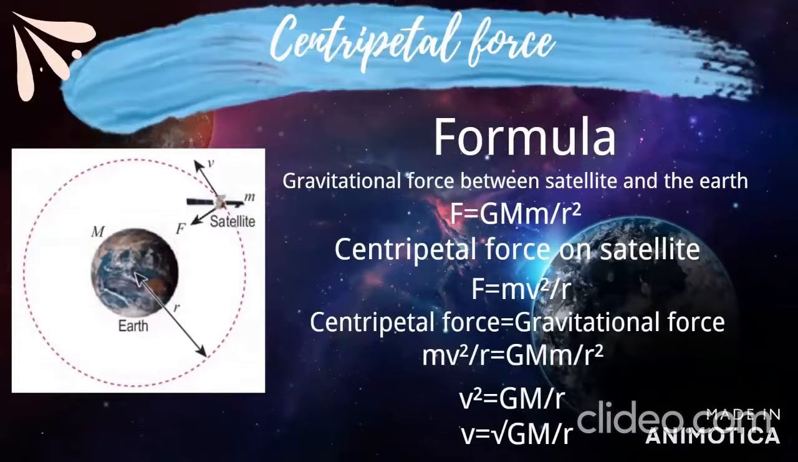Centripetal force. Its formula: the gravitational force between satellite and the Earth is F equal to GM over r squared. Centripetal force on the satellite is F equal to mv squared over r. Centripetal force is equal to gravitational force, thus v equal to square root of GM over r.